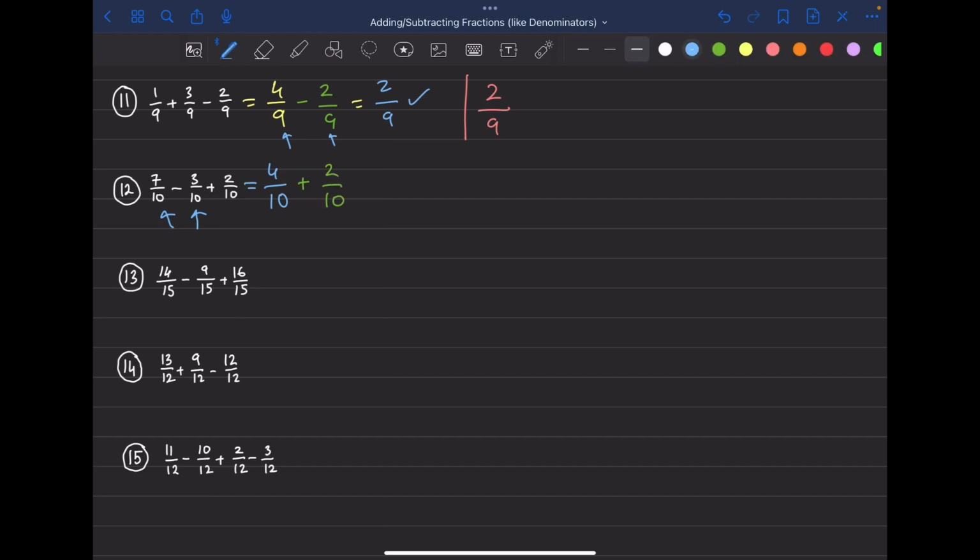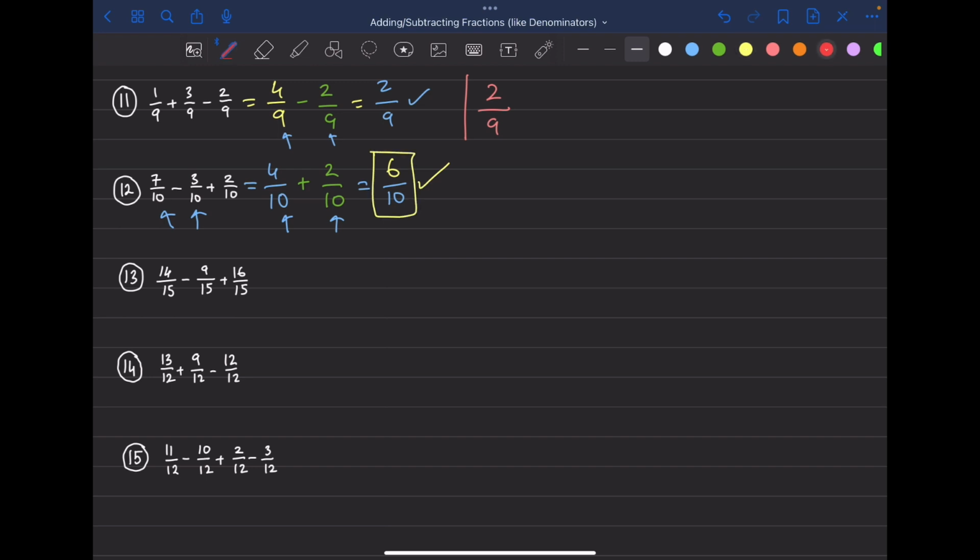And now let's do the exact same steps again. Since they both have denominators of 10, our answer is going to have the denominator of 10 as well. And then for the numerators, 4 plus 2 is 6. And we are done. So the answer is 6 over 10.